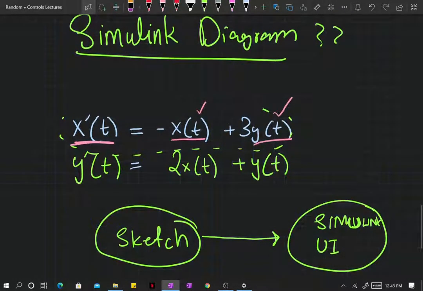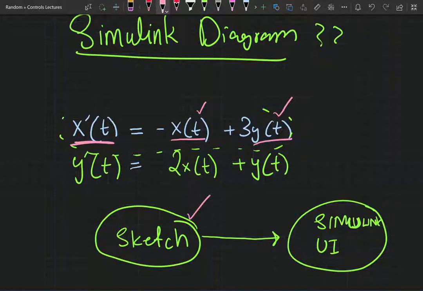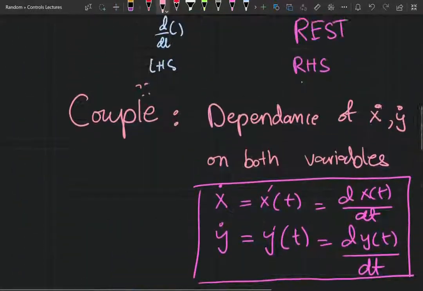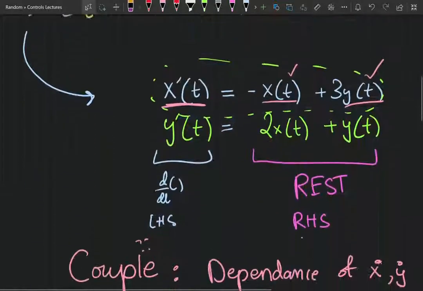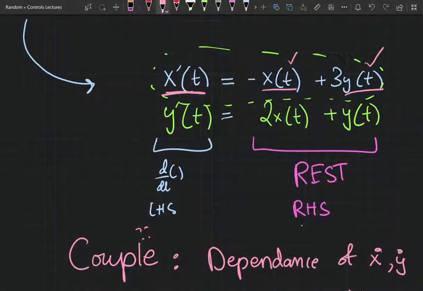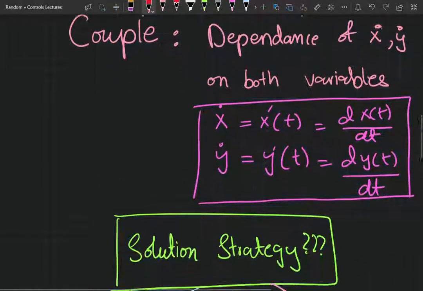Wonderful. So thanks for watching, guys. We're going to continue this example in the next video. We shall draw a sketch of the block diagram, and then we'll implement that block diagram in the Simulink UI. We explored a couple of dynamic systems, differential equations where the derivatives depend on both variables, the x's and the y's.